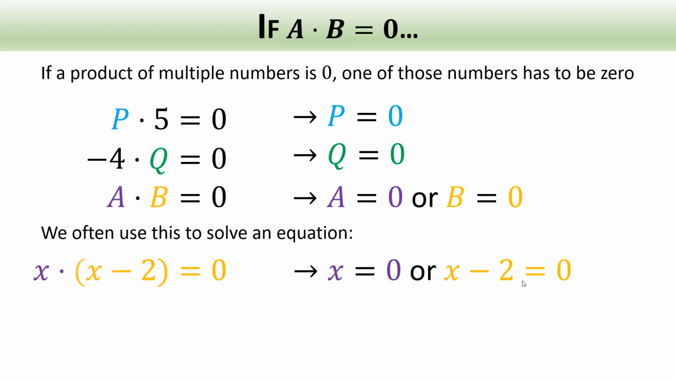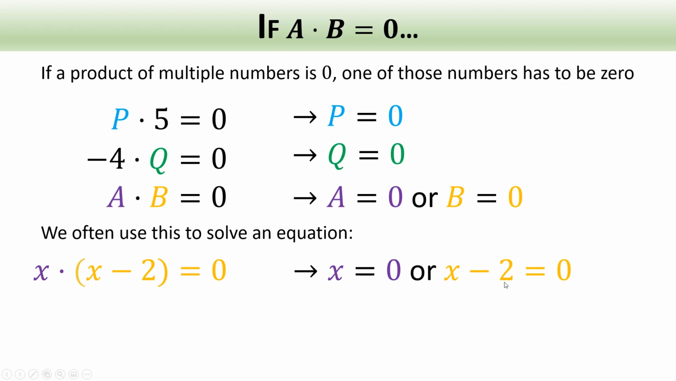Now, when we solve an equation, we usually don't stop until we know precisely what x is. So for the first option, x equals 0, we know what x is. x is just 0. But for the second option, x minus 2 is 0, we're not done yet. We need to figure out what x is. But that's easy. We just have a very small linear equation here. It says x minus 2 is 0. Now, what does x need to be for x minus 2 to be 0?